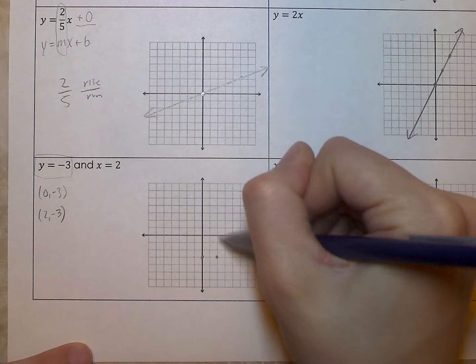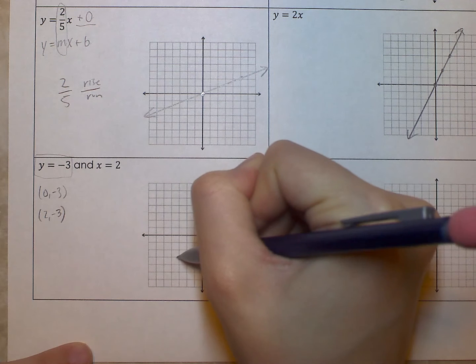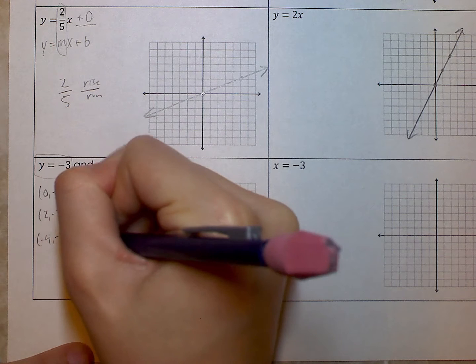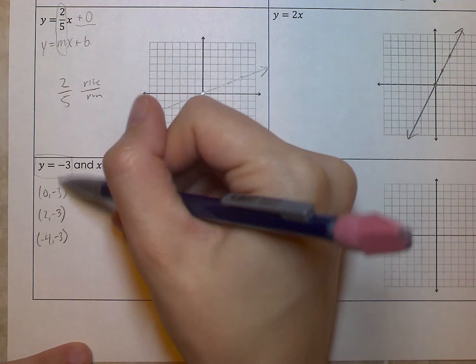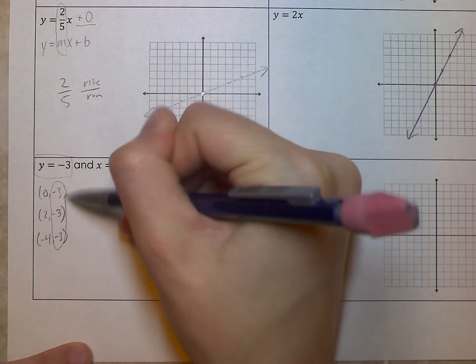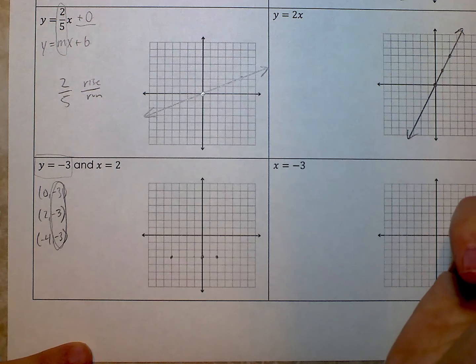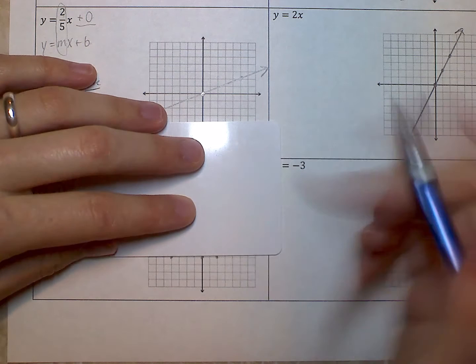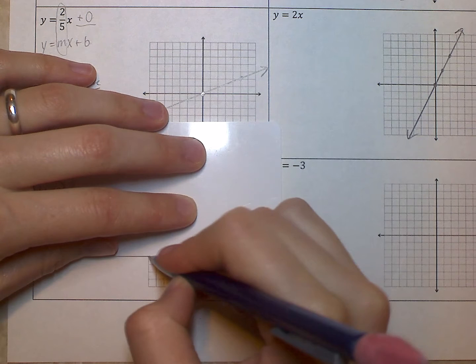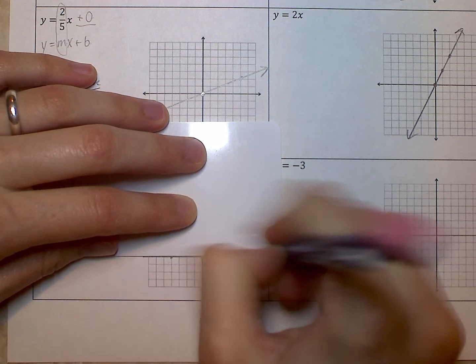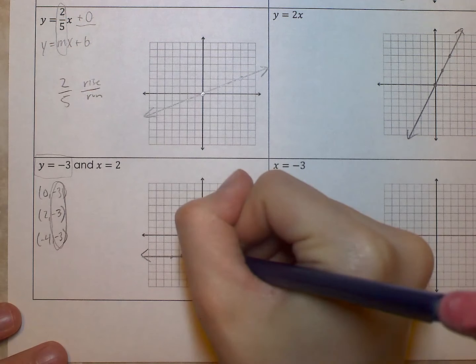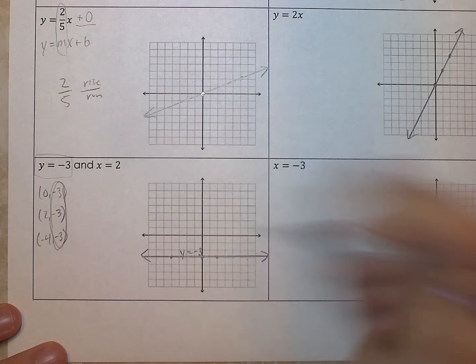But I just went to the right 2. Well, what about over here? This point is -4, -3. But notice in all cases, the y coordinate is -3. And so this line is the line y equals -3.